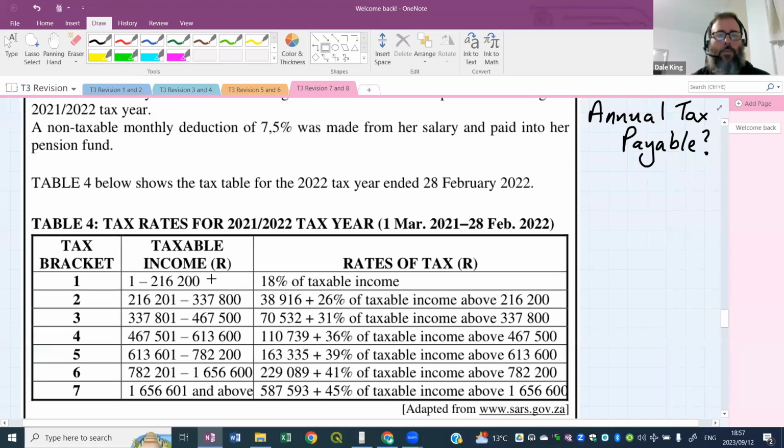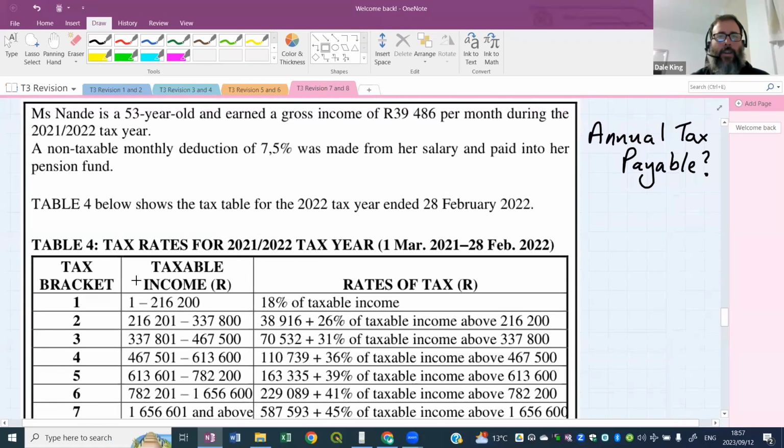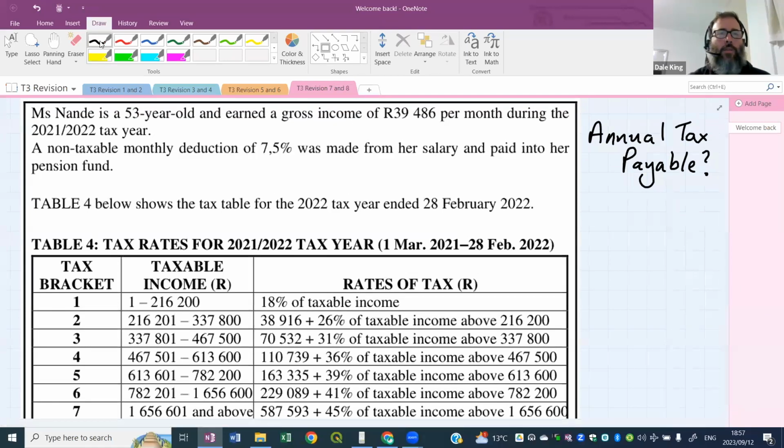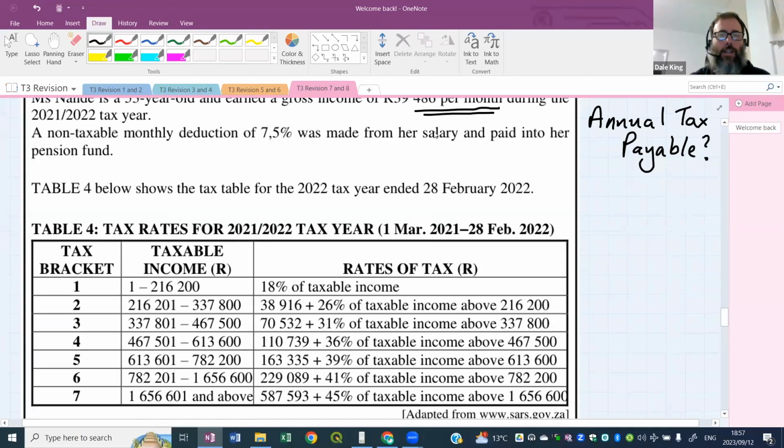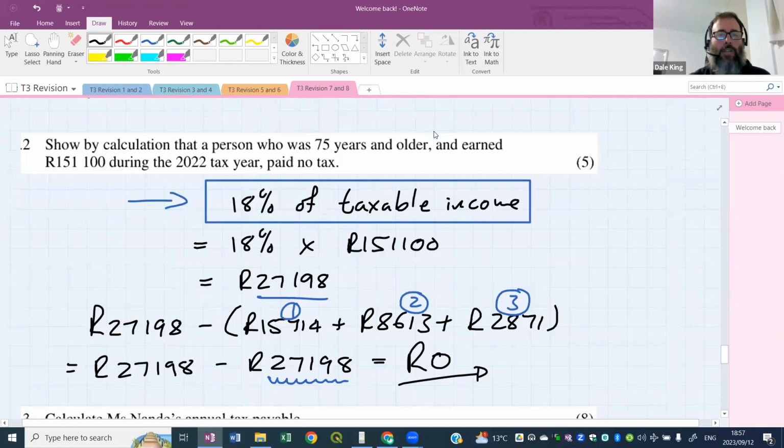All right, Ben, what do we do? How do we work out the annual tax payable? You first start off with the annual income. You times it by 12. All right, so we need to find annual income. So the person that just asked me a question about divide by 12, here they give us a monthly income. But this is an annual tax table. We can't work with a monthly figure in an annual tax table. We've got to get an annual figure. So this income of 39,486, we've got to know how much is that in a year.